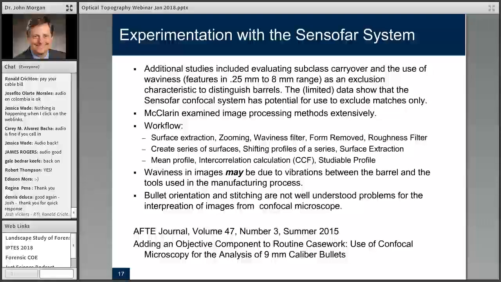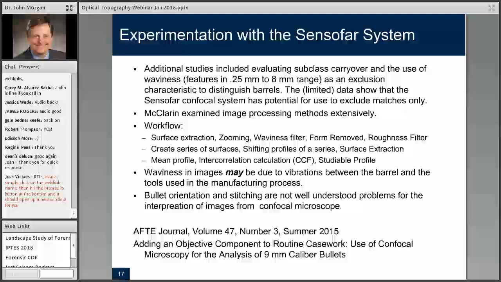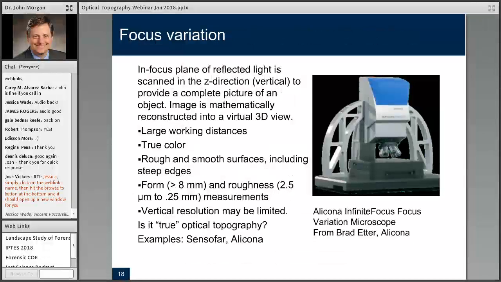As these systems come into practice in the crime laboratories, each individual type of data analysis that is applied, every type of filter, for example, that's applied to the data should be documented and understood, and it should be done in a way that is consistent across the examination of the firearms data. And for more information about Derek's work, I strongly encourage you to look at his paper in the AFTE Journal from 2015.